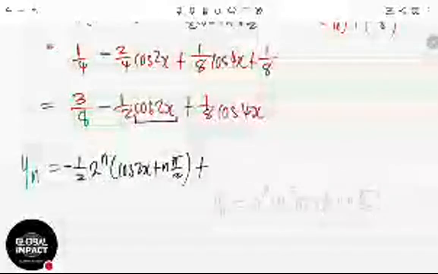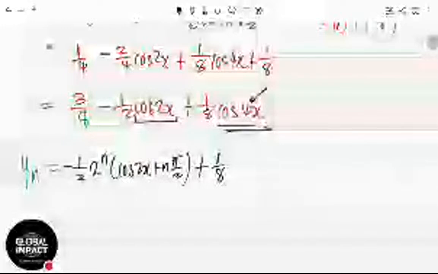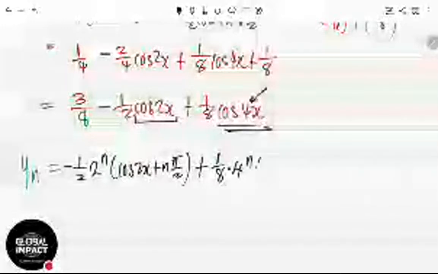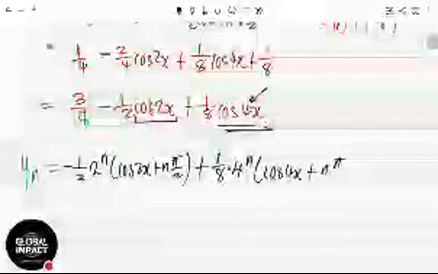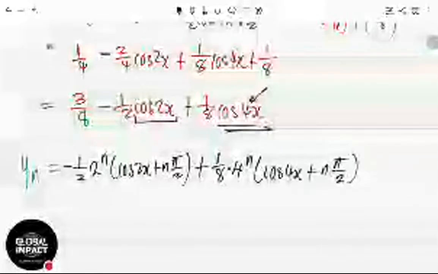Plus, let's do for 1 over 8. 1 over 8 comes back. Then you bring this back. But before you bring it back, the number before x, make it what? A 4 to the n. So then 4 to the n, then cos 4x plus n pi over 2. This is going to be your final solution.